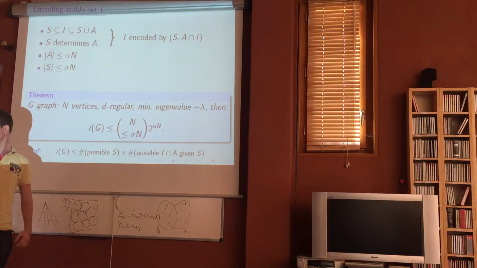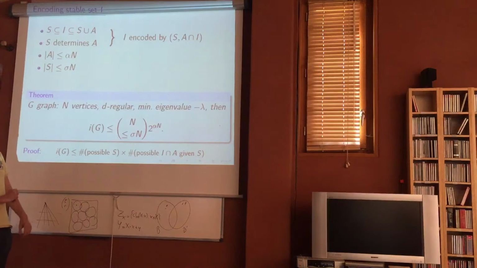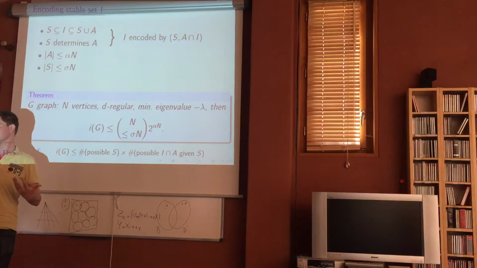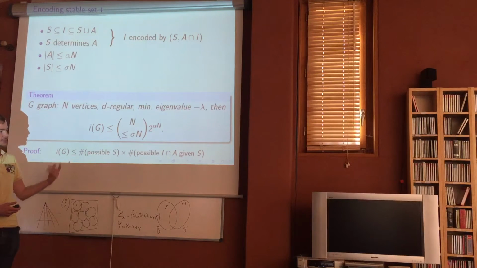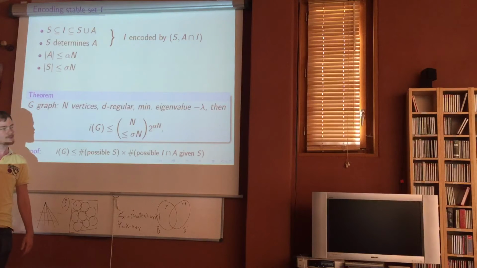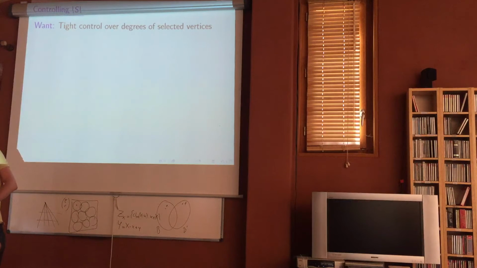Is this clear so far? So all that remains basically is to put an upper bound on the cardinality of the set S. If S can be too big, it's not very useful. But we can show that it's pretty small. Okay, so we want tight control over the degrees of the selected vertices. So we want to be able to say that if you select another vertex, you kill a lot of its neighbors.